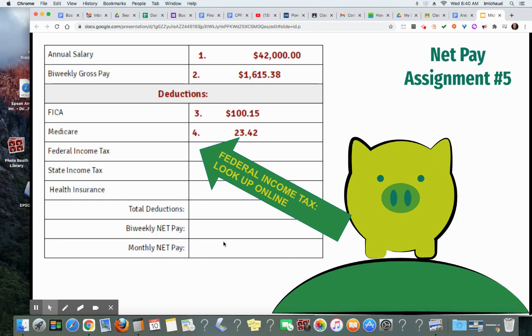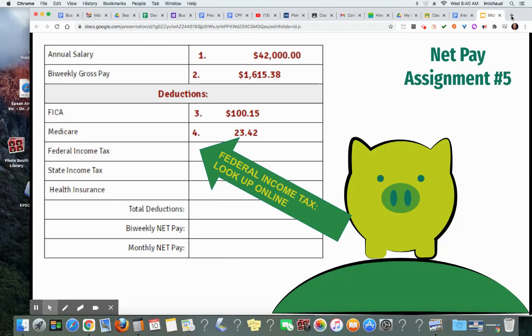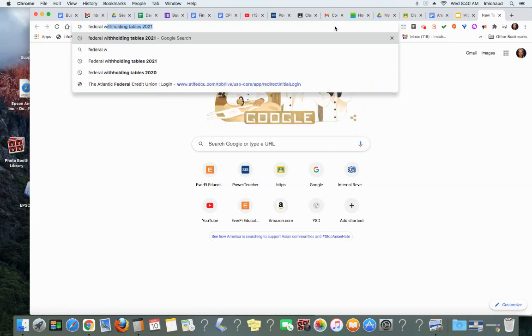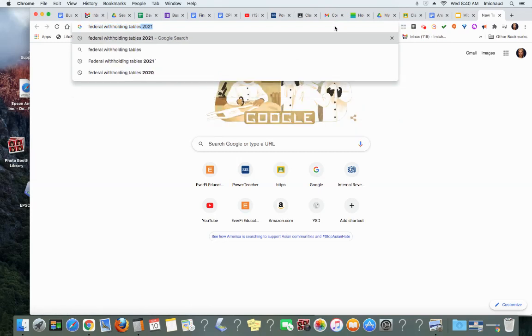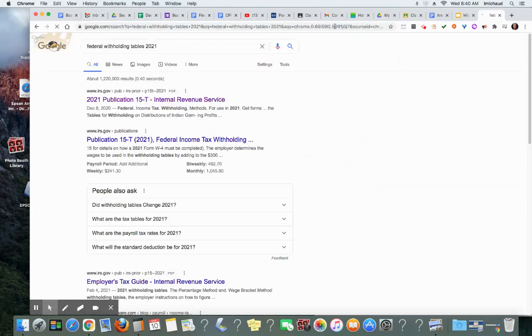Okay, now we need to determine the amount withdrawn for federal income tax, which we need to look up online. So what we should do is go to the site that I told you about. Hopefully you've bookmarked it. If you didn't, let me show you how. You should query Federal Withholding Tables 2021. It's generally the first link, which is called Publication 15T.